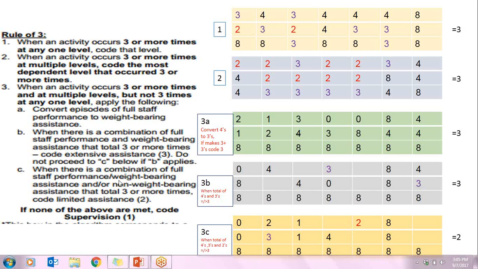3C, when there's a combination of full staff performance, weight bearing assistance, and or non-weight bearing that totals 3 or more times, you'd code a 2. So when you have a total of 4s, 3s, and 2s that are equal or greater to 3 times, you're going to code a 2. So you see you've got 1 3 here, you've got 2 2s, a couple of 1s. The 4 is there, even if you converted that and it went to the 3, you wouldn't have 3 times. So it's telling you when you have all of that combination, you would code a 2. And when none of this works for your documentation, you are obligated to code supervision.